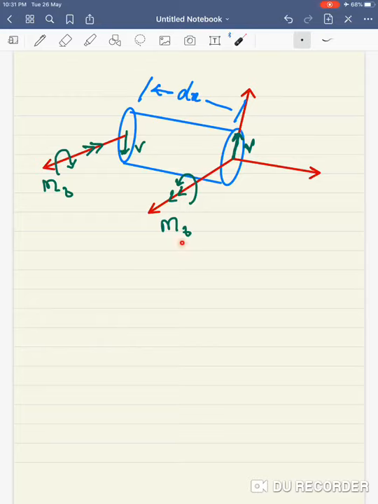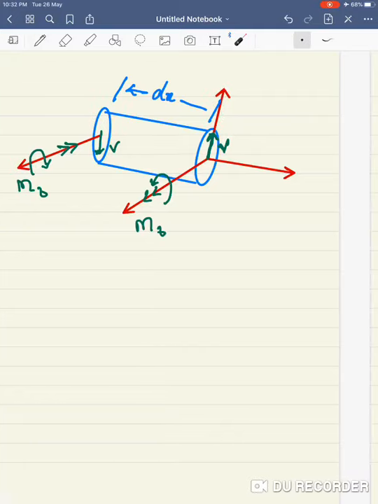Now I have labeled both as M_B, but obviously to accommodate for the fact that there is a V, this M_B will have to change, right? Because we know that dM/dx is equal to V with a negative sign. So within this differential length, this will be M_B and this will be M_B plus some other dM_B. Okay, the d is the differential operator. We can have a similar variation for V.